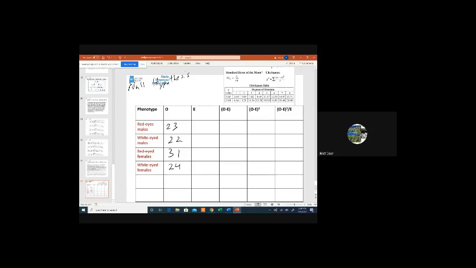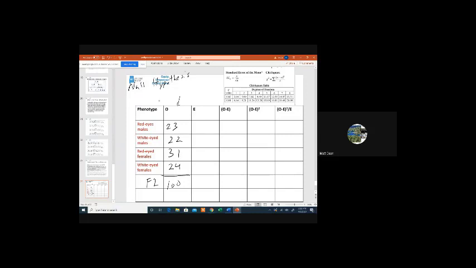All right, before you go any further, the first thing I want you to do is to add up all the numbers in this column to get a total. So 23 and 22 is 45, and 31 and 24 is 55. So that's going to add up to be 100 total. So in our F2 generation, there were 100 total flies.